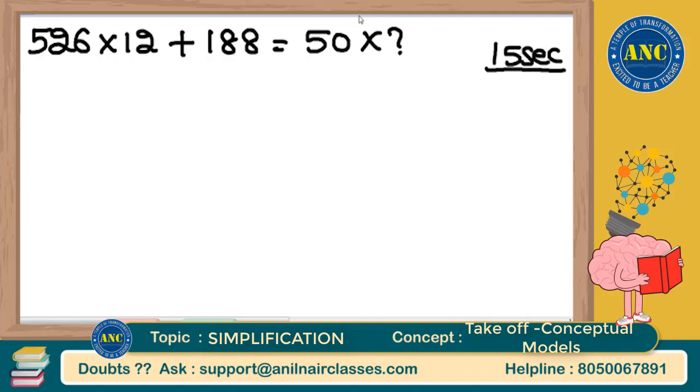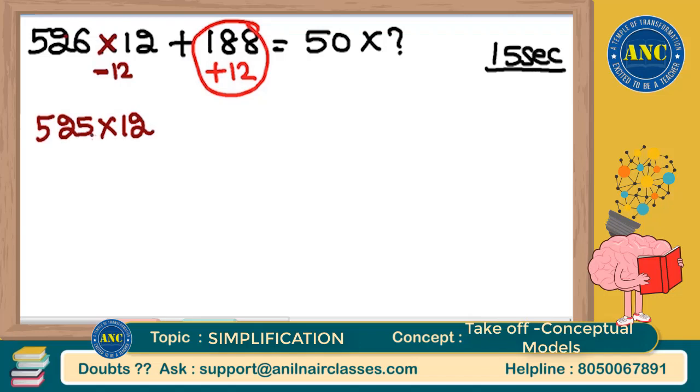Now see here, sir. 188 is what I have. I should make it a fancy number. I will add 12 so that it becomes 200. If I add 12, I will subtract 12 here, right? So 526 into 12 minus 12, if I take 12 as common factor, I am left with 525 into 12. 12 into 526 minus 1 is 525 into 12, plus this 200 is equal to 50 into question mark. How to calculate this faster?